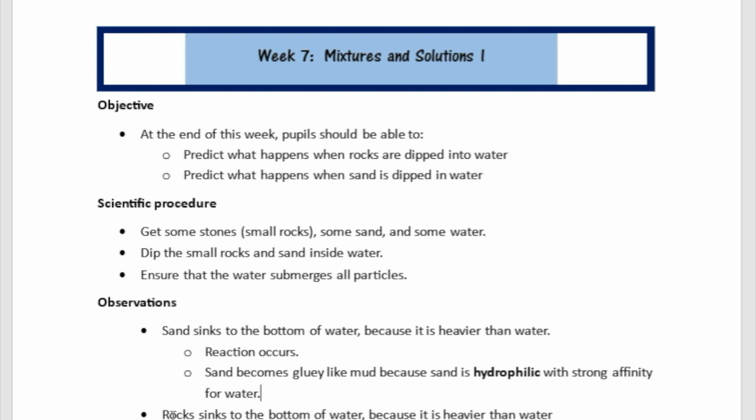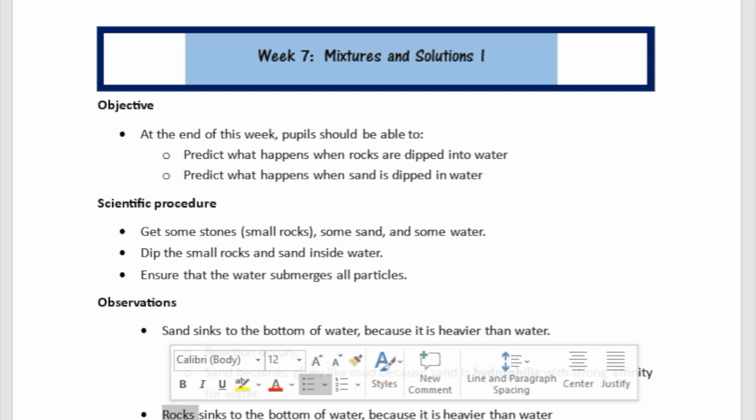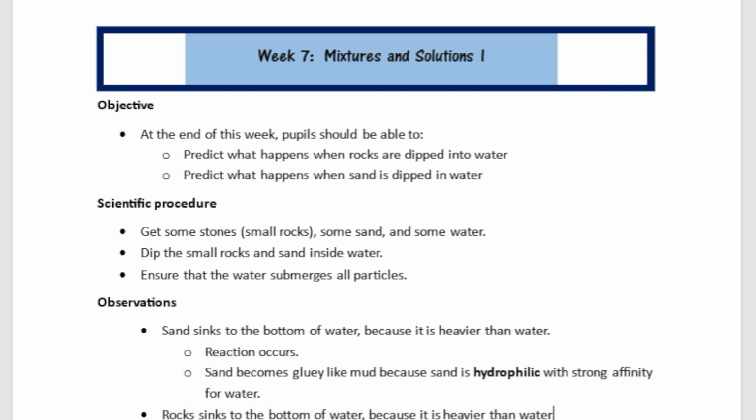All right, now the second thing that's going to occur is the rocks, the small stones, are just going to sink to the bottom of the water because they're heavier than water, right? It is heavier, but guess what? No reaction occurs. There is no reaction with rocks. Okay, why? Because rocks are not hydrophilic. Right? So try to perform this experiment. Just have fun doing science and try to document your observation.